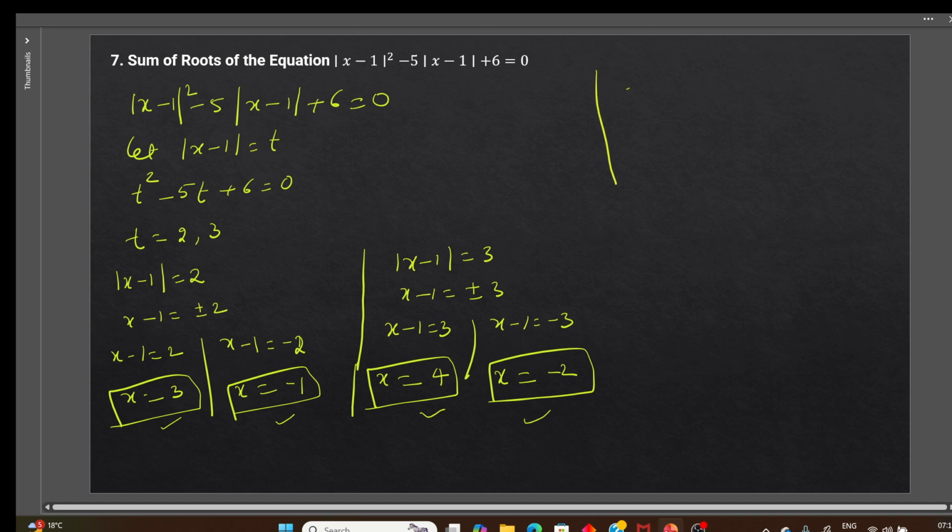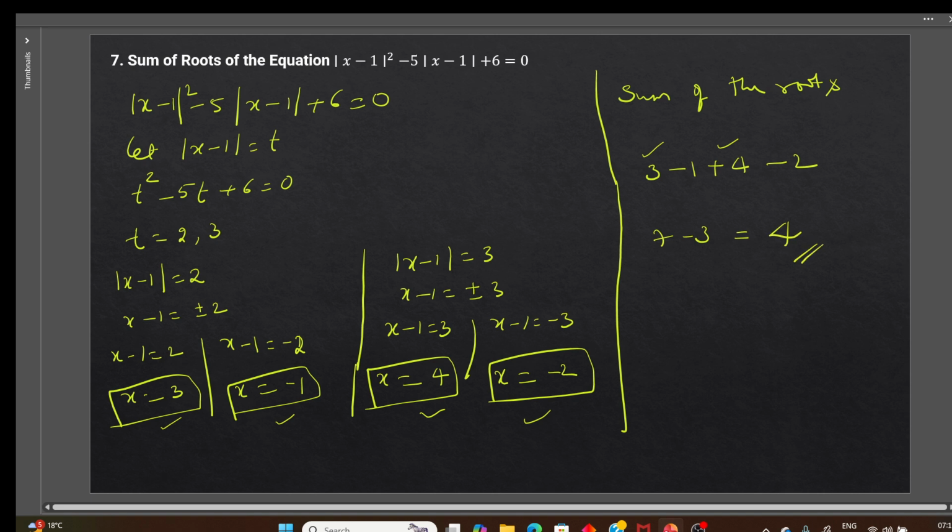So now what is the question here? Sum of the roots. So the sum of the roots means 3 minus 1 plus 4 minus 2. So 3 plus 4 is 7, and here minus 1 minus 2 is minus 3. It is equal to 4. So 4 is the answer. Okay, so this is a numerical type question.